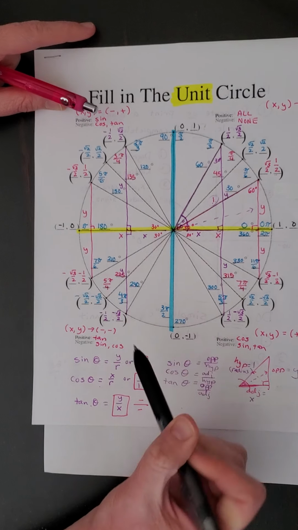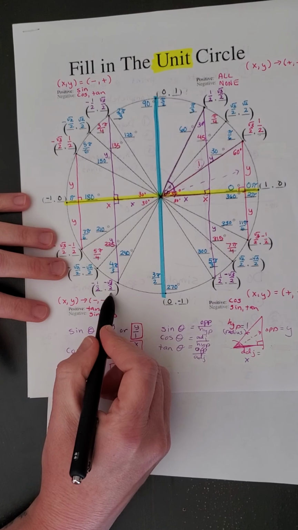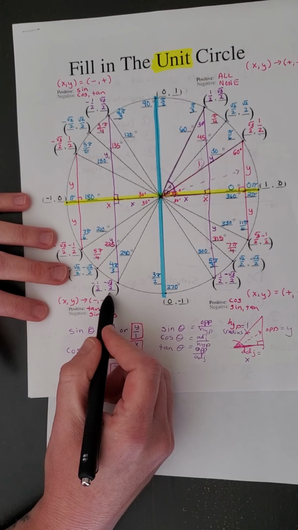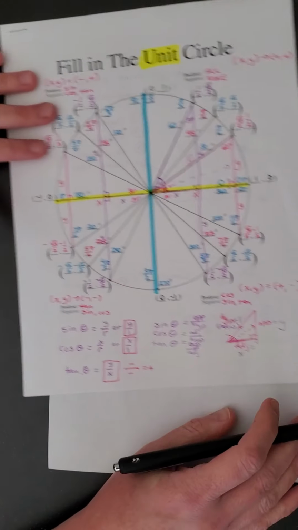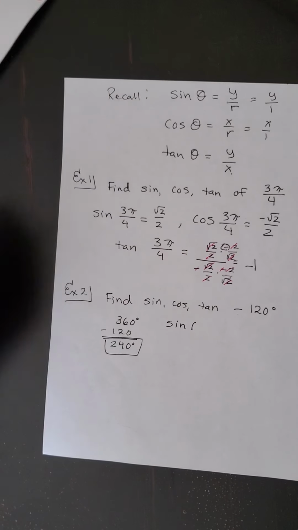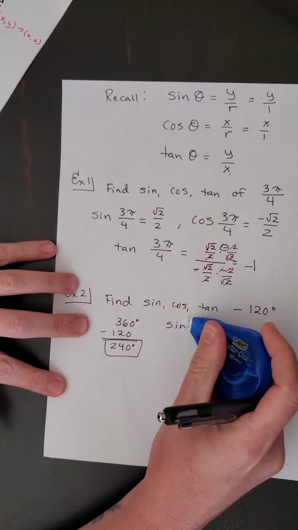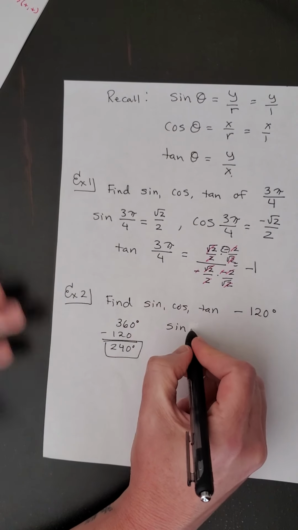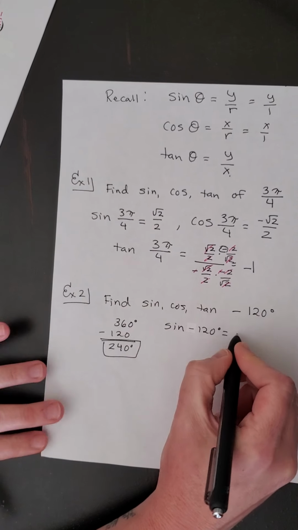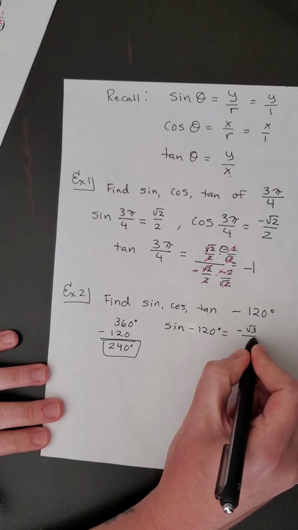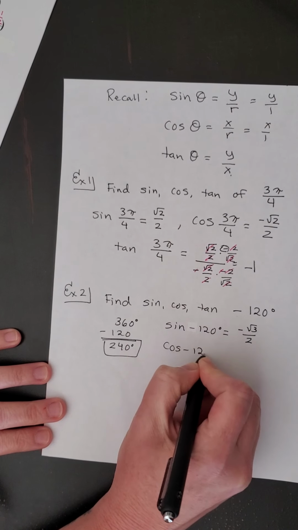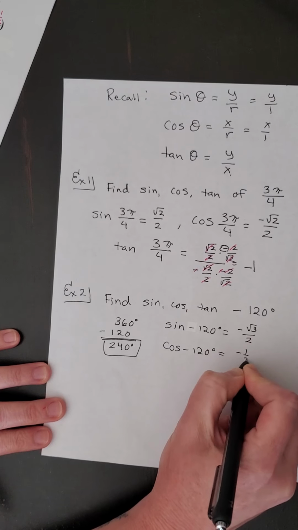There's x comma y. So sine is our y value, and they rhyme, sine and y, so you can remember that they sound the same, I should say. Sine and y go together, and then cosine and x go together. So cosine, sine, and tangent of -120. Sine of -120 again is our y value, which is -√3 over 2. Again, we're just using the unit circle. Cosine of -120 is the x value, which is -1/2.